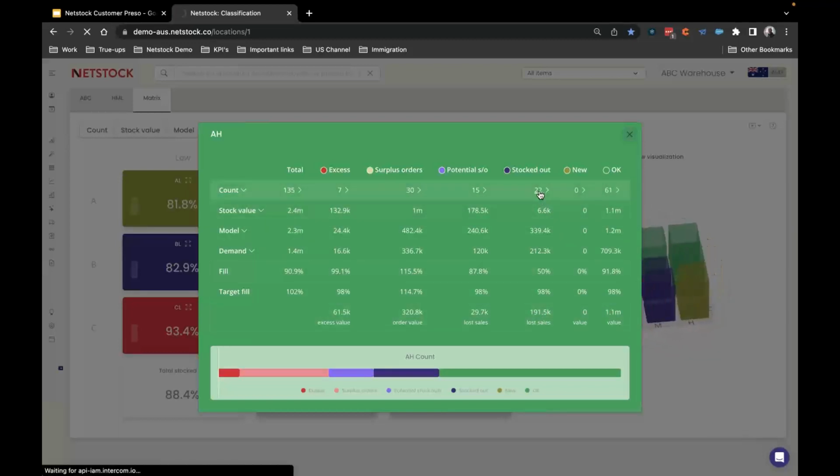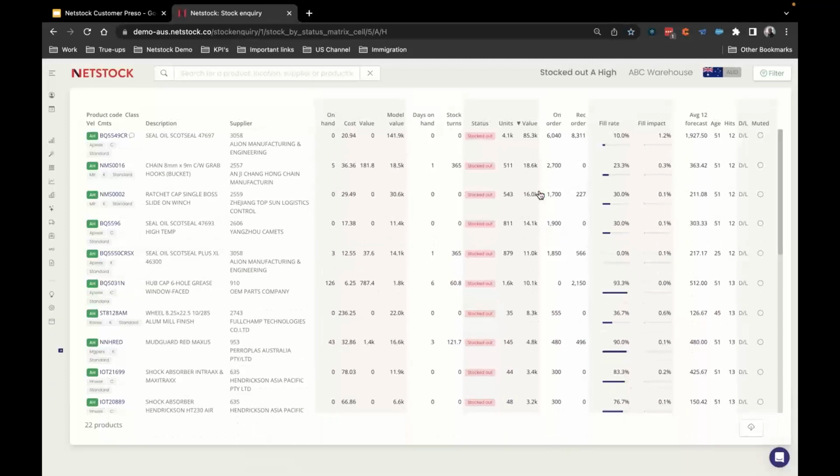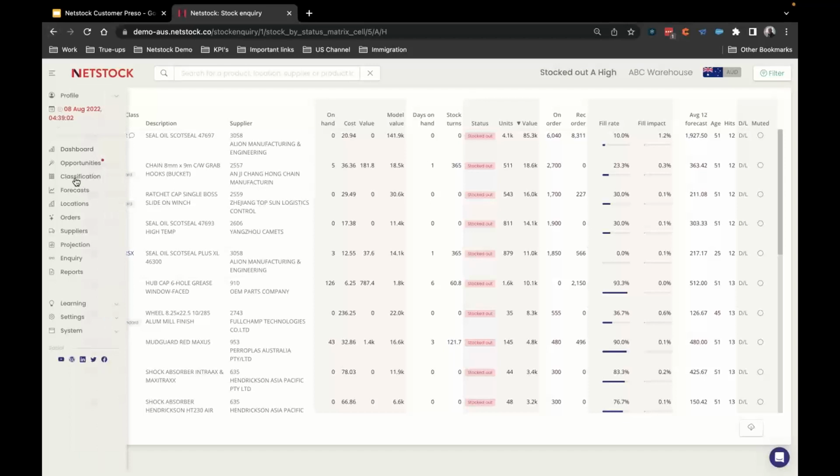I could drill down and see what those 22 items are. Again, everything is purpose built to get you to the problem areas as quickly as possible, so that you can action these and try and mitigate the risk against those lost sales. Okay, so that's the classification.